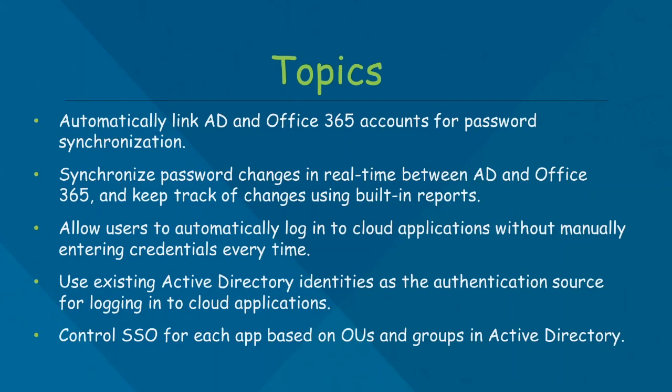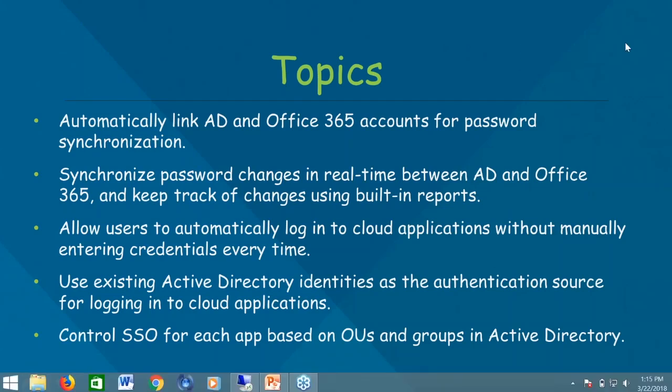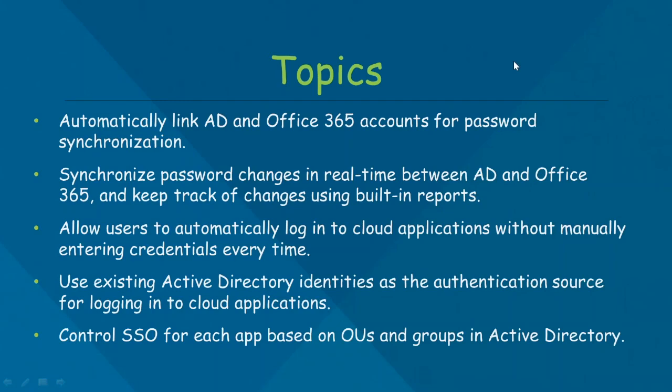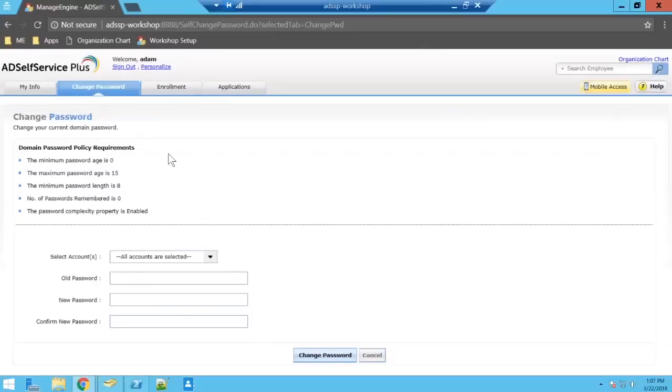And we did that for G Suite, and I'm going to quickly walk you through the Office 365 configuration as well. We also saw how users can make use of the Active Directory identities, the Windows logon credentials, as an authentication source to log in and access these cloud applications, and how you as an administrator can control access to each of these applications based on OUs and groups present in the Active Directory. You can restrict or give conditional access to applications based on OUs and groups present in your Active Directory.